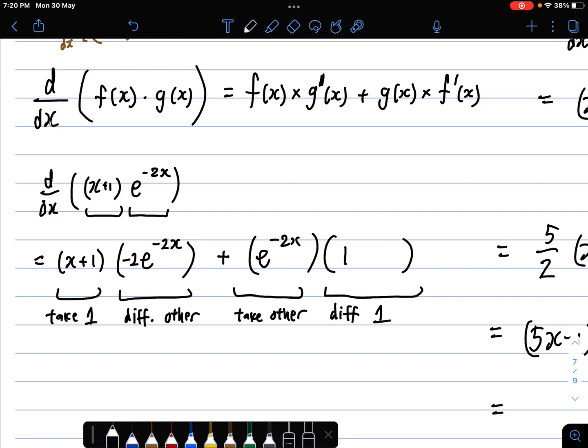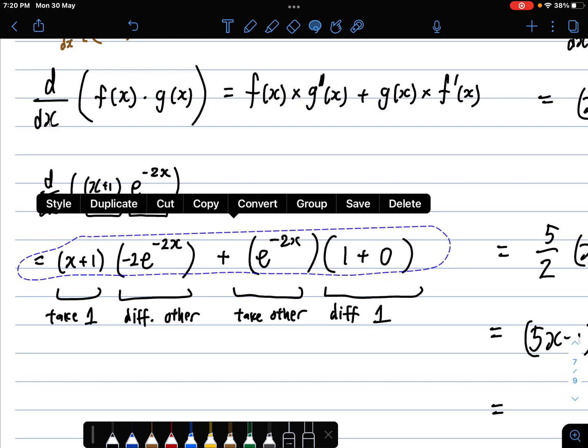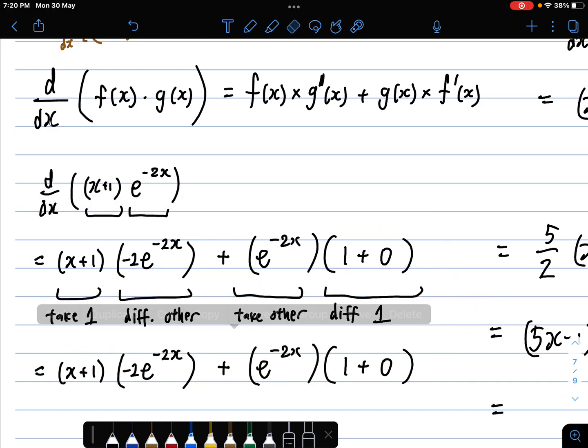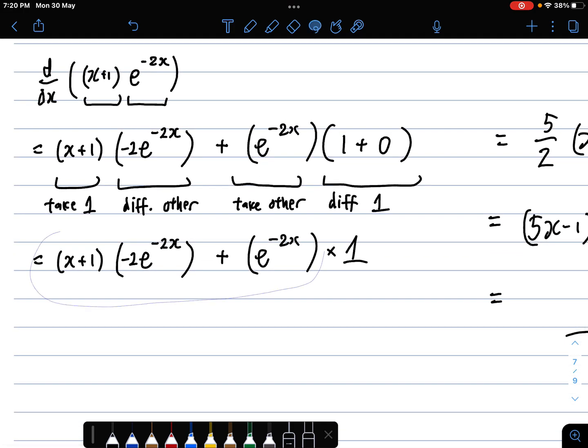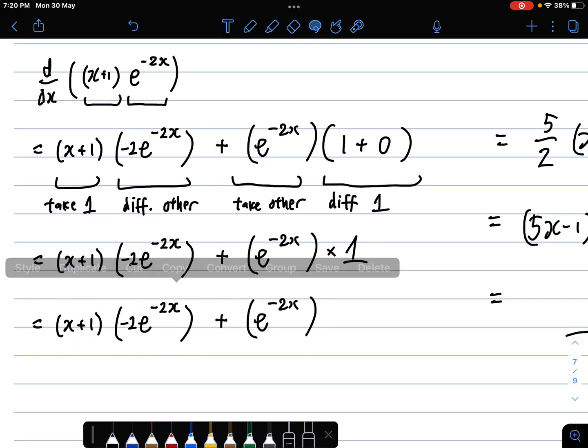So differentiate x plus 1, term by term. Differentiate x, you get 1. Differentiate 1, you get 0. 1 plus 0, just a 1. Then it's multiplying by 1. Multiplying by 1 is the same as rewriting it like this. Times 1. If you times 1, nothing happens. You're just left with e power negative 2x. Which means that this will be just this.